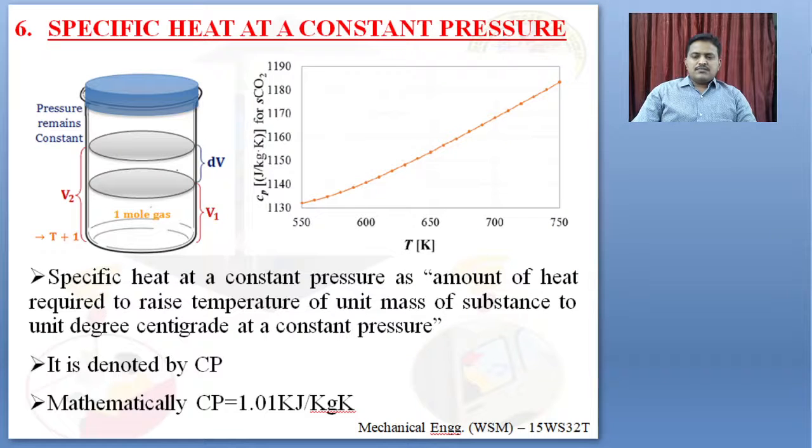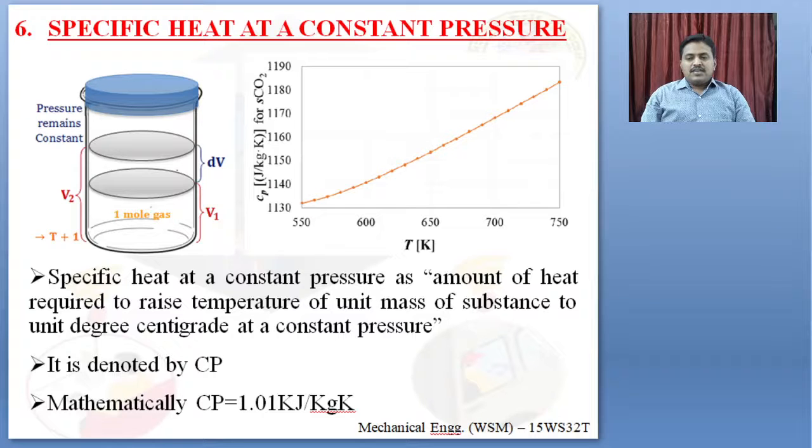So, the first important parameter is specific heat at constant pressure. In the last class we discussed what specific heat is: the amount of heat required to raise the temperature of unit mass of a substance by one degree. That is the general definition. Now, for specific heat at constant pressure, the pressure is kept constant. It is the amount of heat required to raise the temperature of unit mass of substance through one degree centigrade at a constant pressure, and it is denoted by Cp.